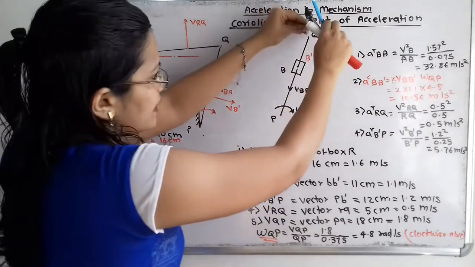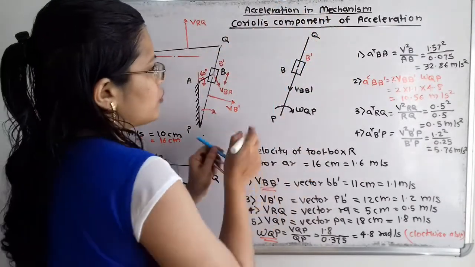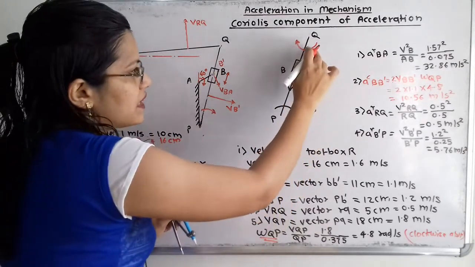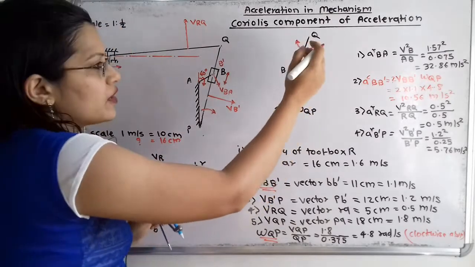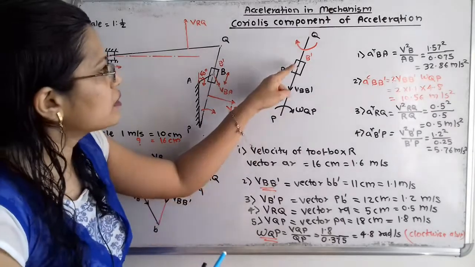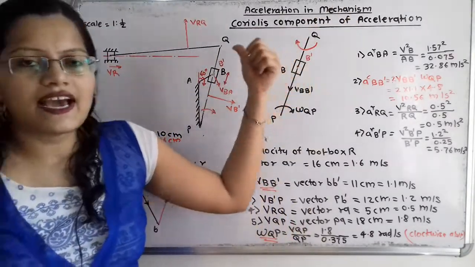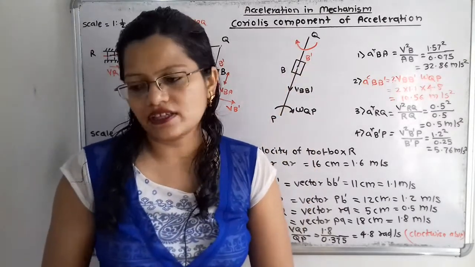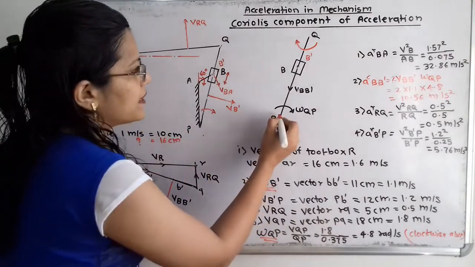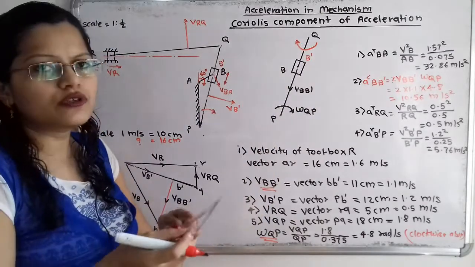So if I take Q as a center and move the compass in the clockwise direction, I will show here, this is the direction, that is the clockwise direction. That means the arrow is moving from the right hand side towards the left hand side. So here, for the Coriolis component of acceleration, we have to show the direction towards the left hand side. We know that this component of acceleration is perpendicular to this link PQ and passing through this point B. So how to show that?